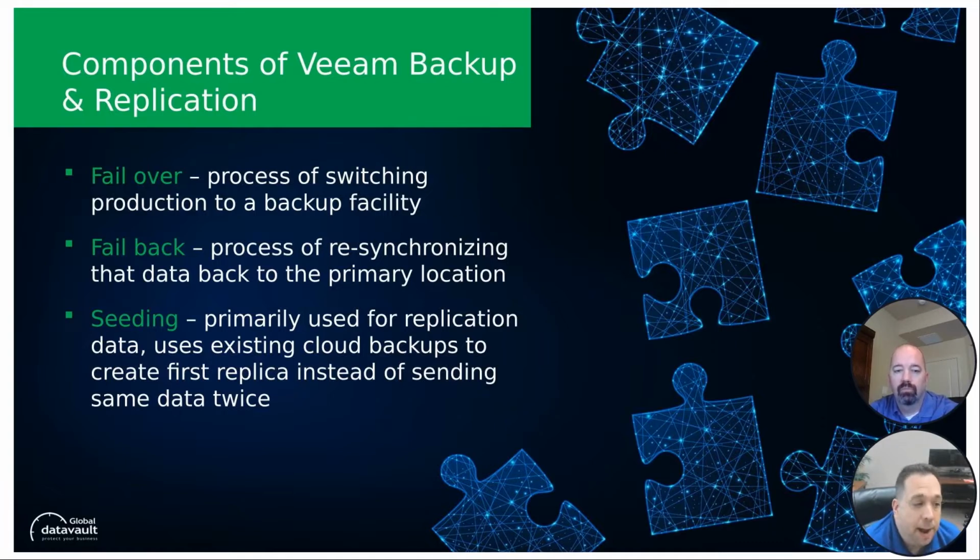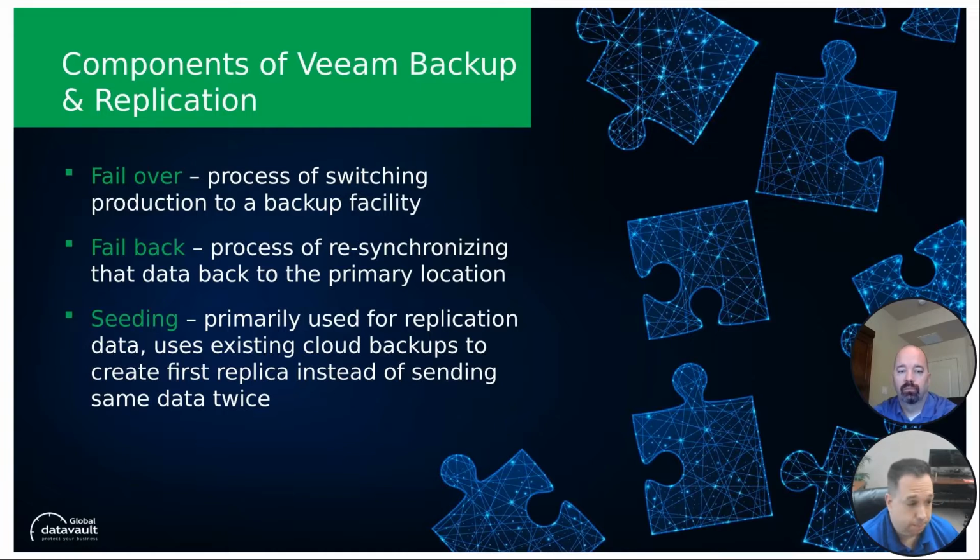What I mean by that is that we already have your cloud backups on the Global Data Vault side. There's no point in sending the data to us twice. So we have an option in the replication job to use the replication seeding option. And then we can go in and specify your cloud repository on the Global Data Vault side. And it will seed your replicas from the Cloud Connect data on the Global Data Vault side, instead of sending that data over the internet twice.